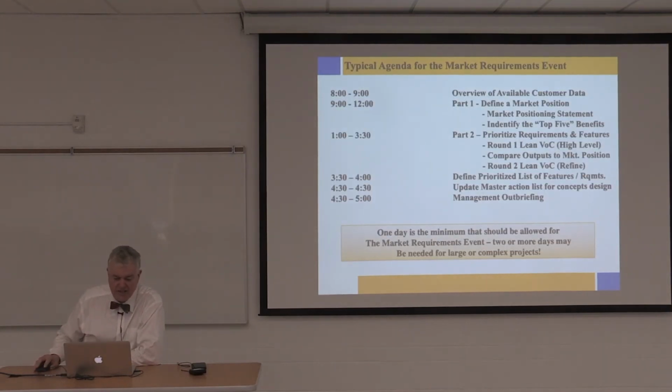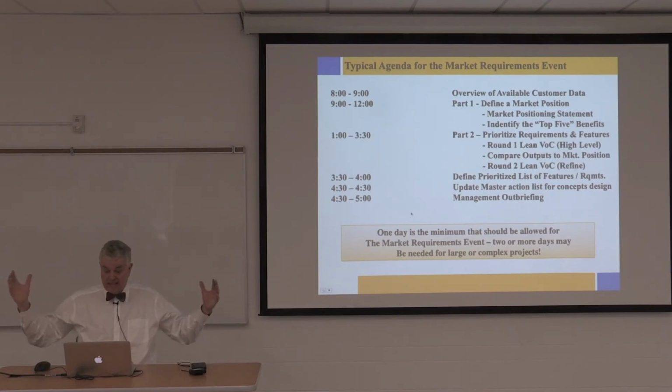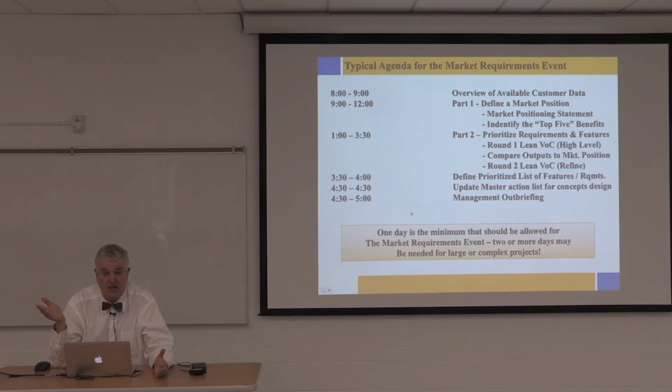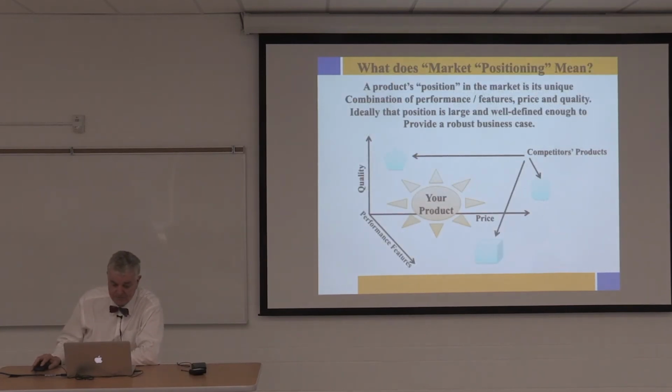So this is a typical agenda. You start at 8 a.m. till 5 o'clock, a whole day. One day is the minimum that should be allowed for the market requirements event. Now, if you have 10 people in there, that's 10, let's say $100 an hour. It's a lot more than that, but let's say $100. That's $1,000 an hour, and that's 8 hours. That's $8,000. The owner's going to say, oh my God, why am I spending the money just to look at the customer requirements? Well, you'll see later, and you'll see through the Toyota system, that this is what's going to save money downstream.